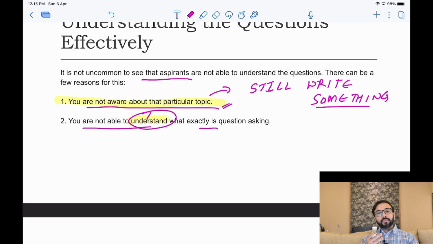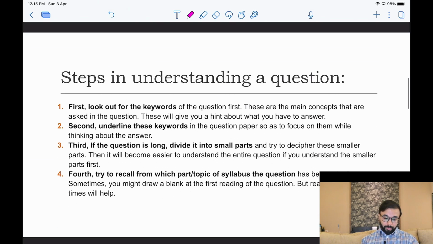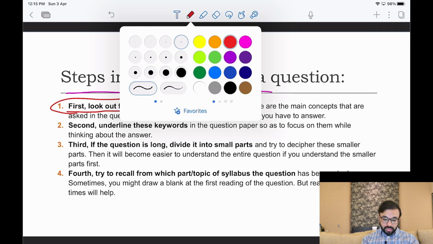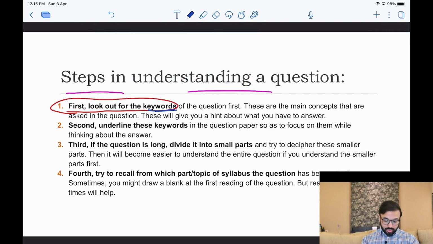Question is asking something, but you are not able to really kind of figure out in your mind what the question is asking. You might have studied that particular topic, you might have knowledge about that particular topic, but you simply don't understand the question because of the language problems or because of the complexity of the particular statement. So what are the various steps you should follow in order to understand any question? Well, the first thing you should do is you should first look out for any of the keywords that are given in that particular question.